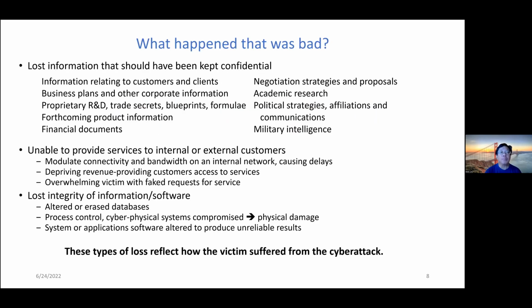All right. So, what happened that was bad? Here we talk about one of the earlier slides, from one of the descriptions. It talks about loss of confidentiality, loss of integrity, and loss of availability. So the thing that was bad that happened was that the company or the entity that was attacked, the victim, lost information that should have been confidential. Really, it lost control of information, that is, it was exposed to people.